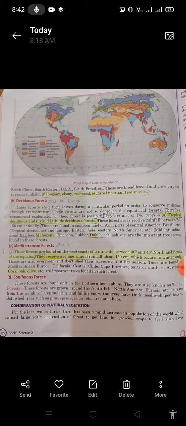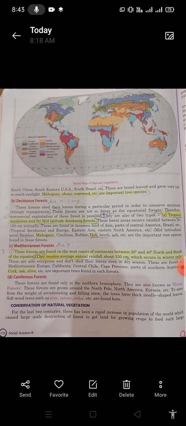They receive rainfall annually of 50 to 150 centimeters. Birch and ash are such types of forest, and cinchona also, but birch and ash are such type of the forest. Bamboo is also included in it.